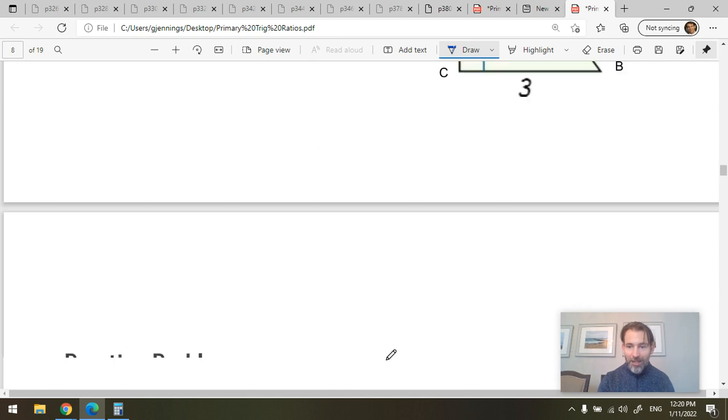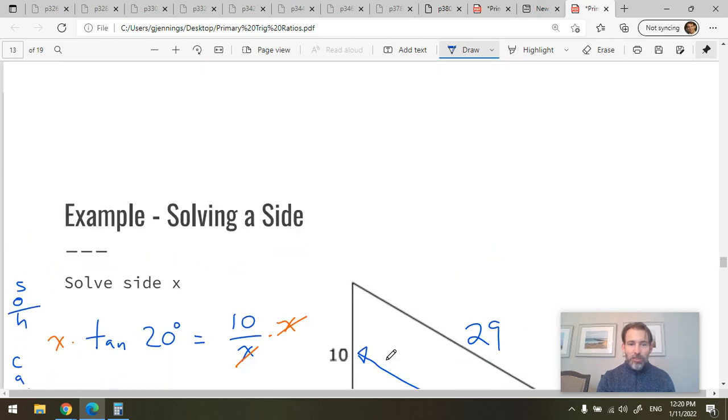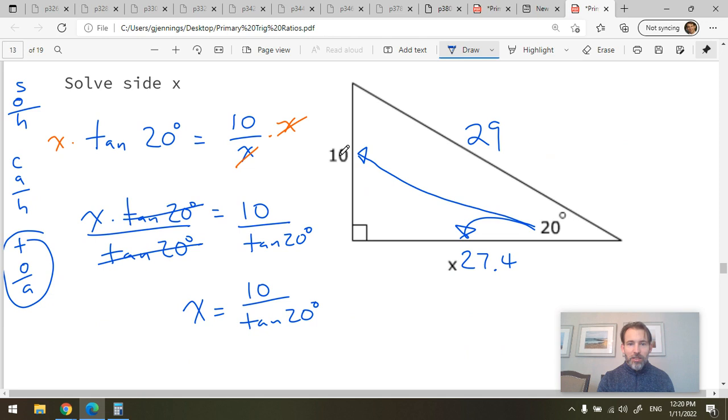So when I tackle this question, I notice this is the opposite to this side, and this is the adjacent. I know that tangent relates opposite to adjacent because of SOH CAH TOA. So tan is opposite over adjacent. And that's why I write down tan 20 is equal to 10 divided by x. To solve for that unknown, I move it up there and then divide by tan 20.